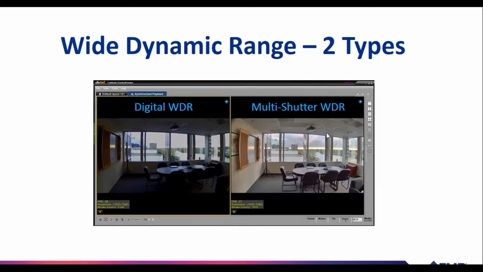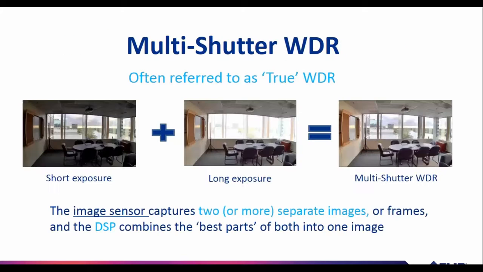Now, however, if you look over on the right-hand side, multi-shutter WDR, clearly, just based on these pictures, it looks better. Multi-shutter WDR was sort of the first of what we called true WDR. It's not that the other type, the digital WDR, is fake, but true WDR actually uses more than one image to combine together. Remember those long and short exposures that we just saw in the previous slide? What the multi-shutter WDR is able to do is actually take more than one picture at the same time, one at the fast shutter, one at the slow shutter, and then combine them together to make the multi-shutter WDR.